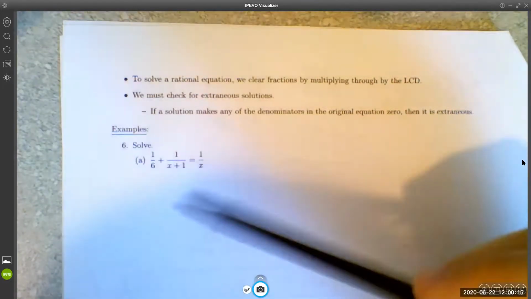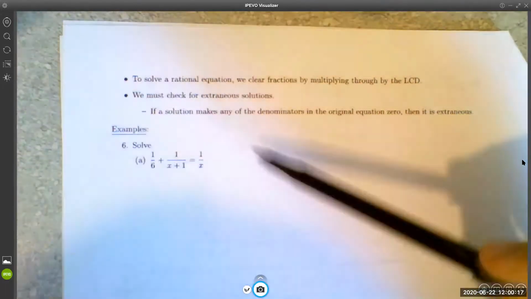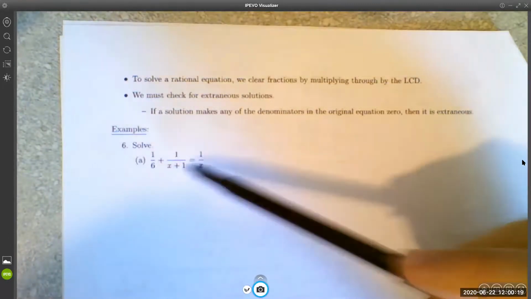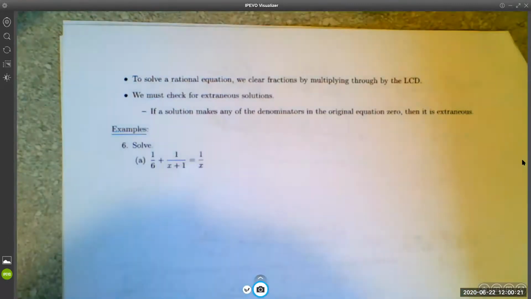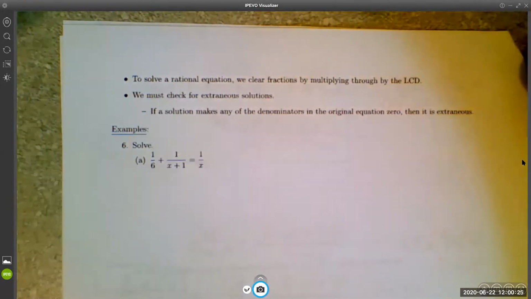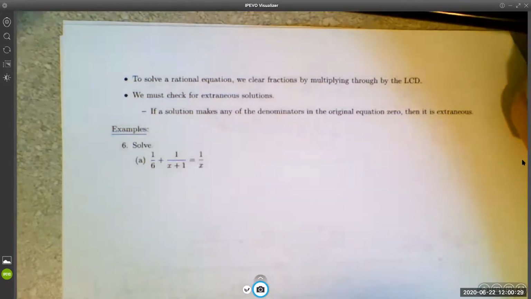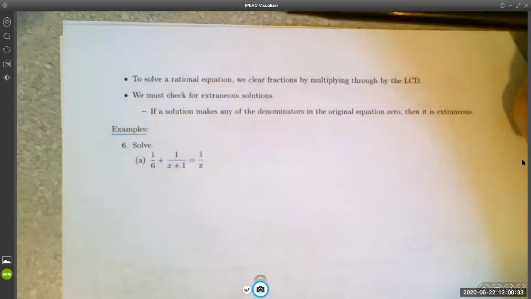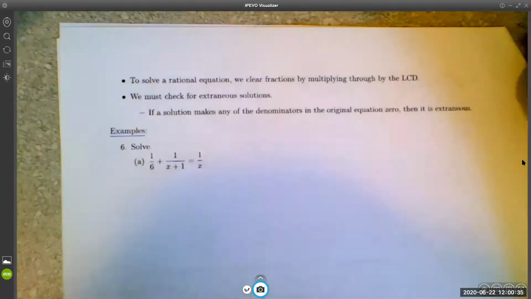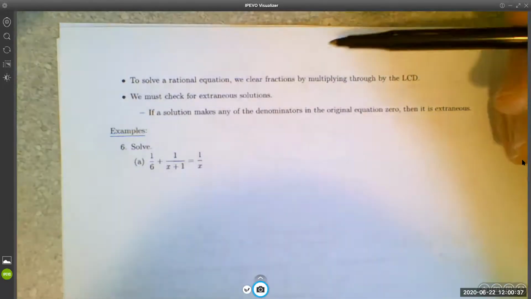And the problem is that then if you go to plug those back in, they make the denominators 0. And if the denominators are 0, then the expressions involved in the equation are undefined, and so it's really nonsense. So we don't consider those to be true solutions to the equation. We kick them out of the solution set. So let me show you a couple examples of this in case you're a little rusty.